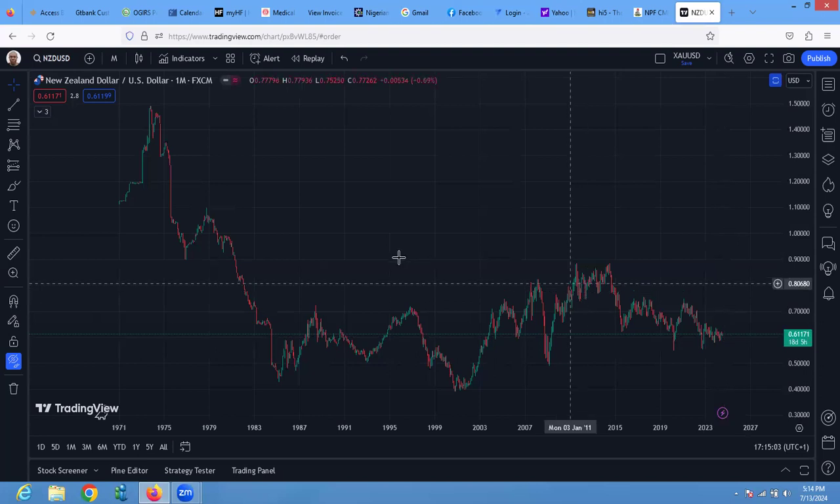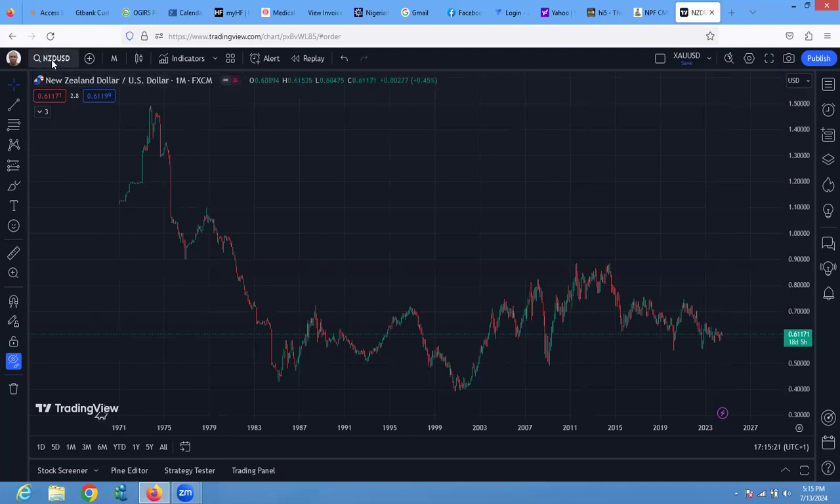Now, this broker has captured data from 1971 till date. We are talking of about over 50 years of data. Yes, over 50 years of data is captured here.